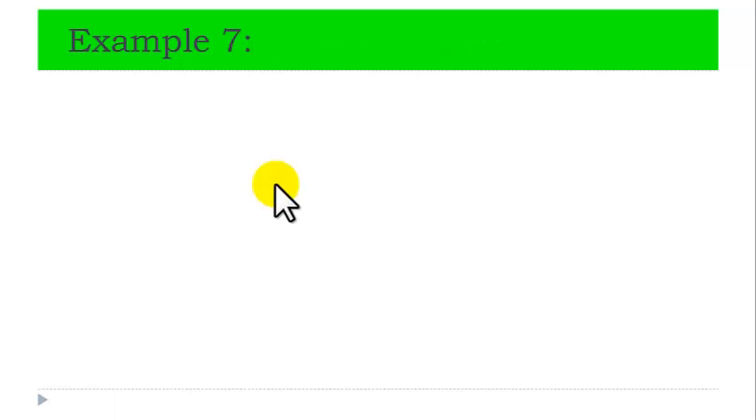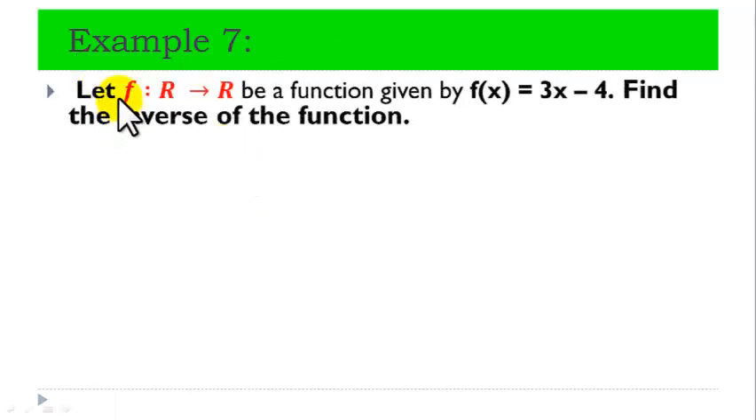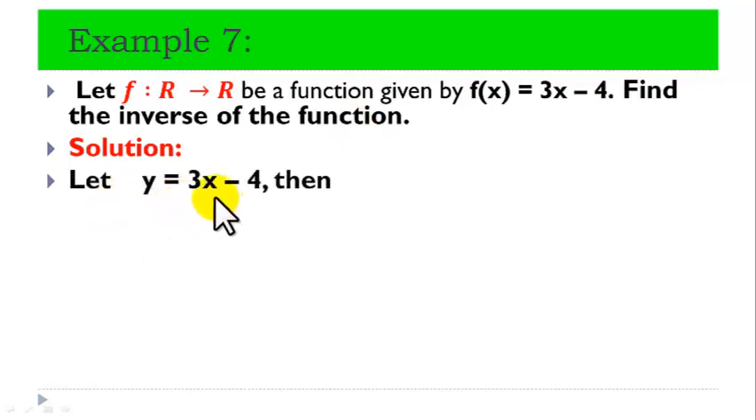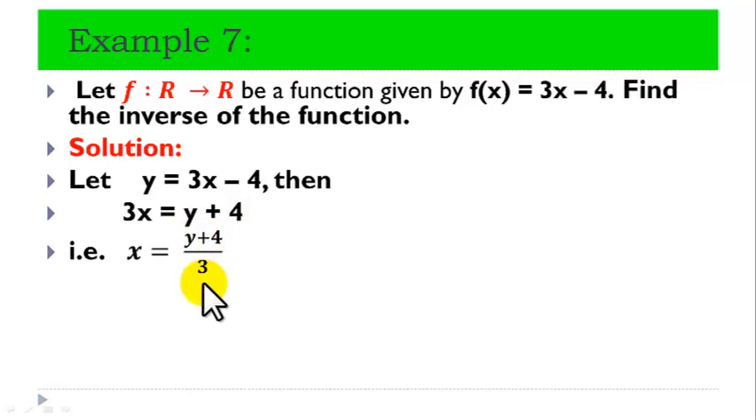Example 7. Let f from R to R be a function given by f of x equals 3x minus 4. Find the inverse of the function. Solution. We let y equal 3x minus 4 and then solve for x. 3x equals y plus 4. Dividing both sides by 3, we obtain x equals y plus 4 all over 3. So therefore, f inverse of y is equal to y plus 4 all over 3.